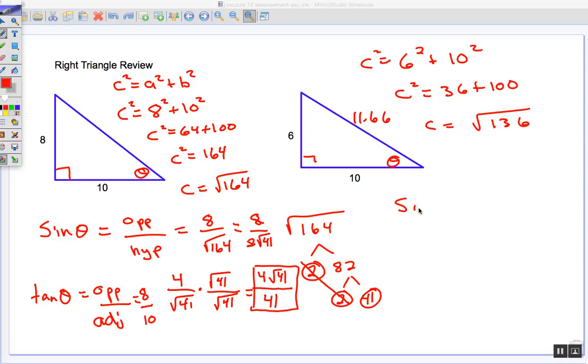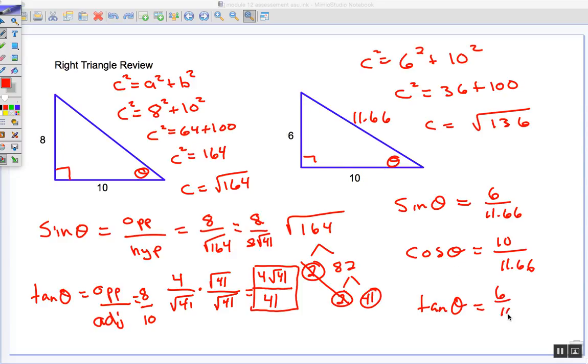So we can say the sine of theta is equal to opposite over hypotenuse. Cosine of theta, remember, is equal to adjacent over hypotenuse. And tangent of theta is equal to opposite over adjacent, so 6 over 10. Okay, so that was just some quick right triangle trig review.